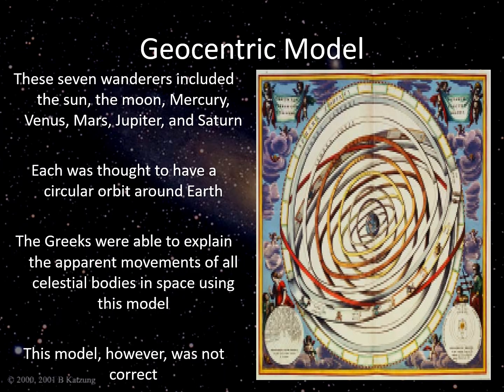These 7 wanderers included the Sun, the Moon, Mercury, Venus, Mars, Jupiter, and Saturn, and each was thought to have a completely circular orbit around the Earth. The Greeks were able to explain the apparent movements of all celestial bodies in space using this model. This model, however, was clearly not correct.